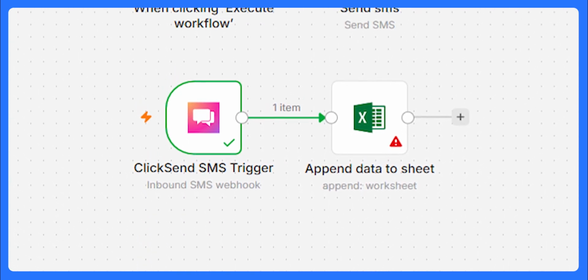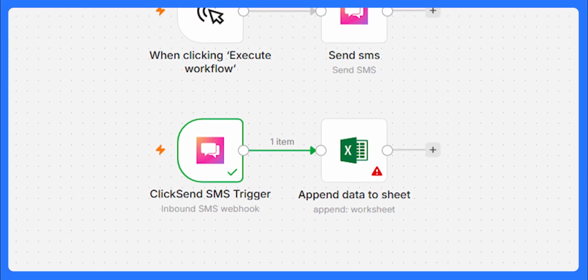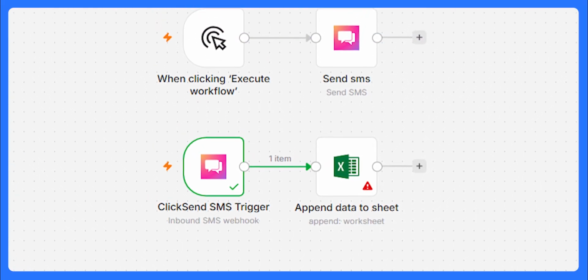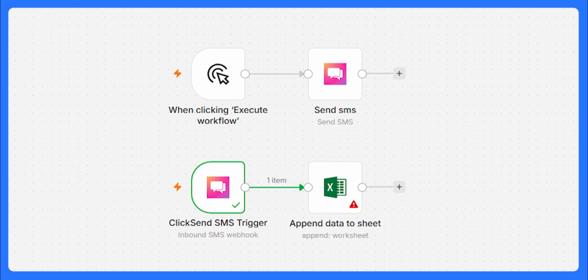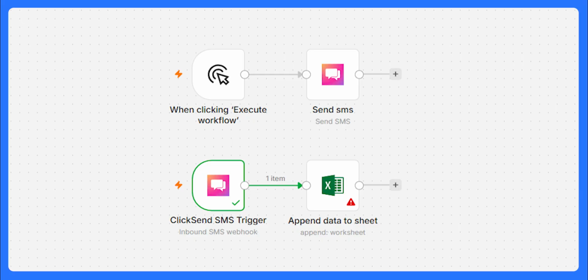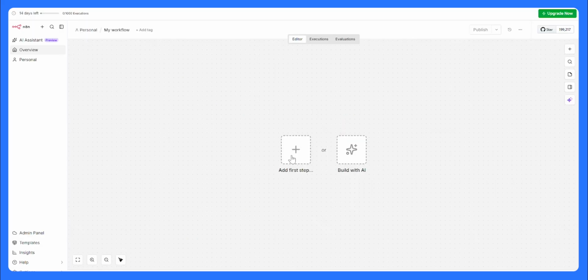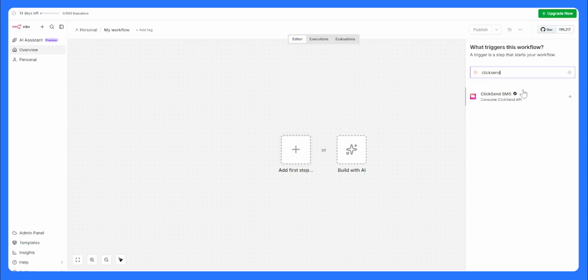The ClickSend trigger node works in the opposite direction. It listens for inbound SMS messages through a webhook. When a message is received, it starts a workflow and passes the message information to the next node. So in a nutshell, action nodes send messages while the trigger node listens for incoming SMS messages. You can then use that information to perform another action within your n8n workflow. We'll show you how to get set up with an action and a trigger, starting with the action.